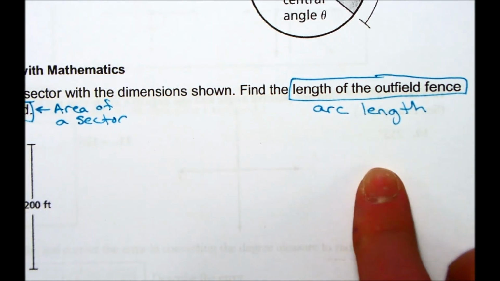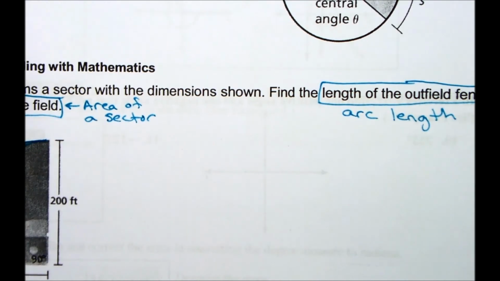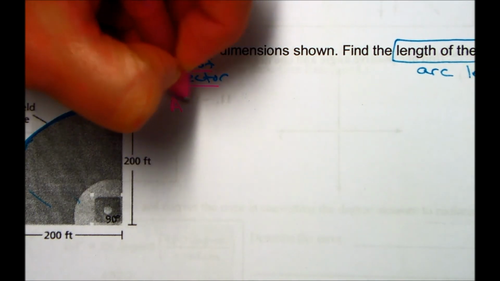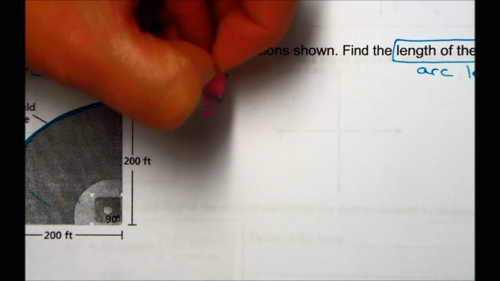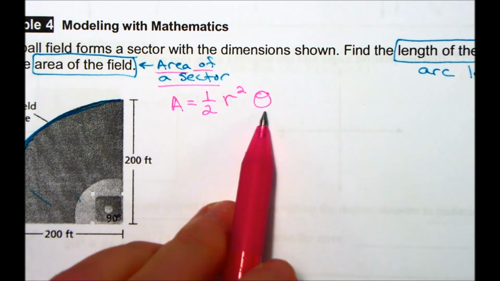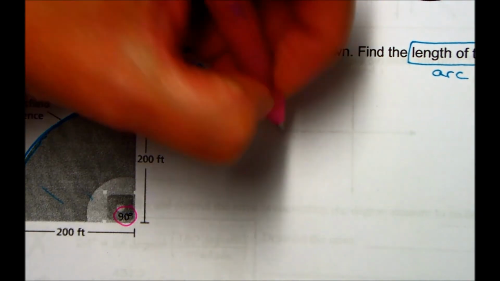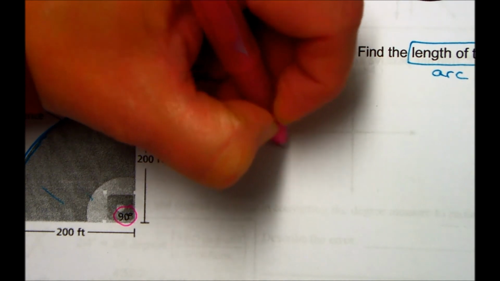So under arc length, I'm going to do the arc length, and then the area of the sector, I'll do over here. So I would start with my formula. The formula for the area of a sector, A, equals 1/2 r squared theta. But remember, the theta has to be in radians. So if we have a 90-degree angle, what is that going to be in terms of radians? Well, you can either look at your unit circle, or if you know that 180 degrees is equal to pi, then 90 degrees is equal to pi divided by 2, or pi over 2. So our angle is going to be pi over 2.